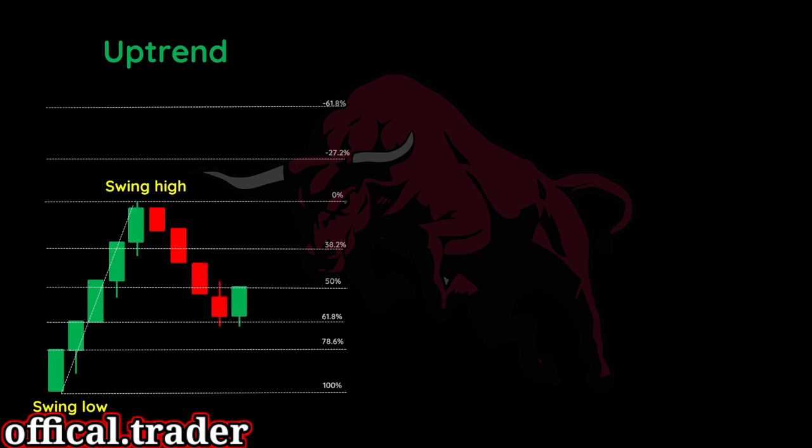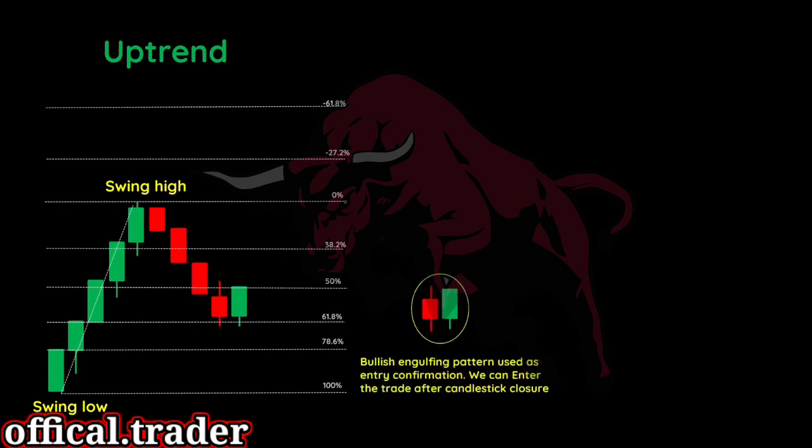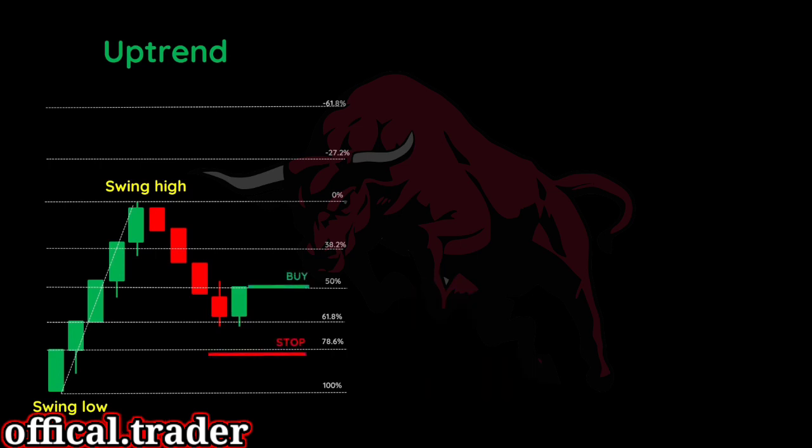After some waiting, we see the retracement is potentially over. We can see some weak rejections which confirm the bounce from the 61.8%, which acts like a support. After the bullish engulfing pattern is formed, we can use this as an entry confirmation. Potential entry is after the candlestick closure, and our stop loss could be below the 78.6 retracement. For the take profit targets, we can use the minus 27.2 and the minus 61.8 projections.